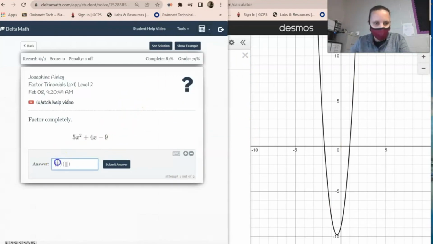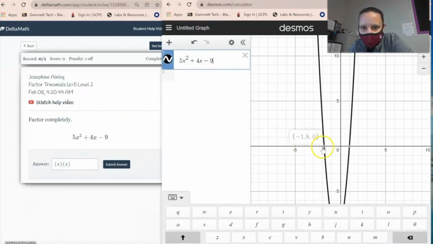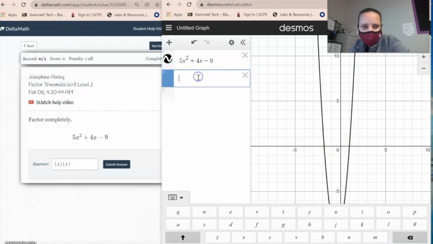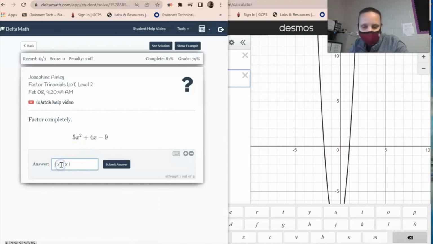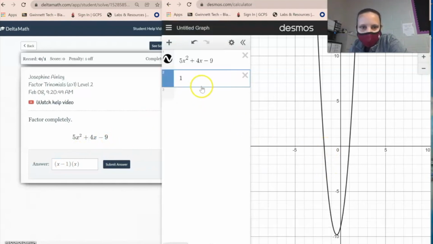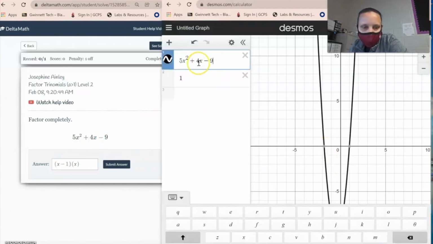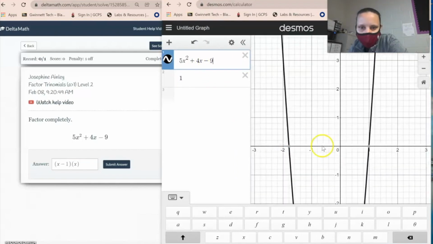So we need parentheses with x's inside. Then you need to go find your solution, which is negative 1.8. Also, we have to be careful with these, because if it doesn't give you all that information, you're going to have to do it by hand. So one solution is 1, so that means this one is going to be a negative 1. And then another solution is negative 1.8.